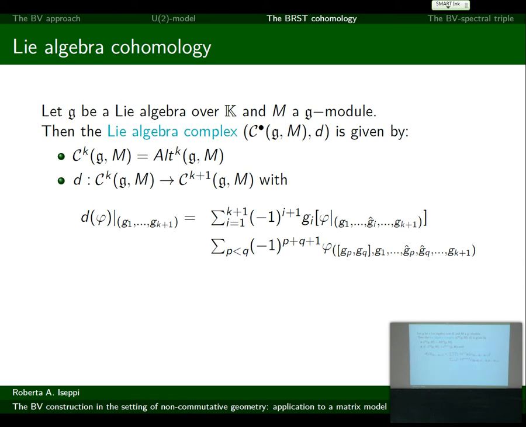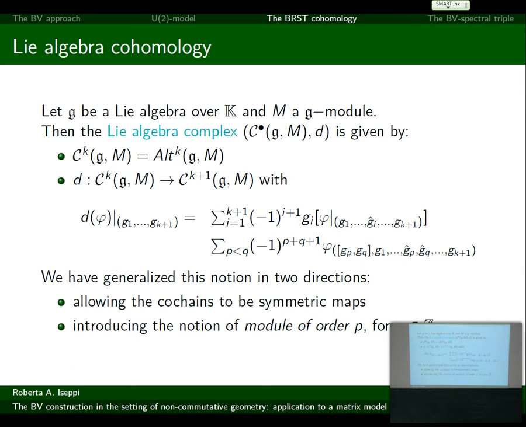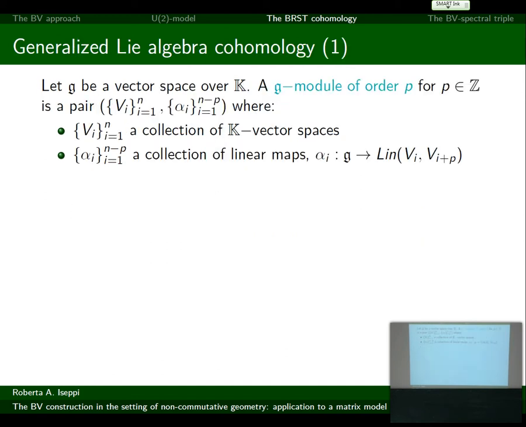So this is the usual notion, but we have to generalize it a little bit in two directions. First of all, we need to be able to consider symmetric maps instead of only alternating maps. And moreover, we need more freedom in the module. So we will introduce the notion of a module of order P. So let's start with this part. This definition is not so complicated. It's just giving us a little bit more freedom here.